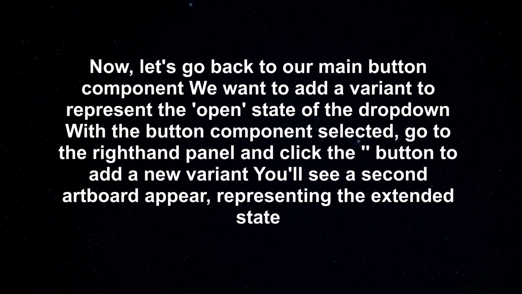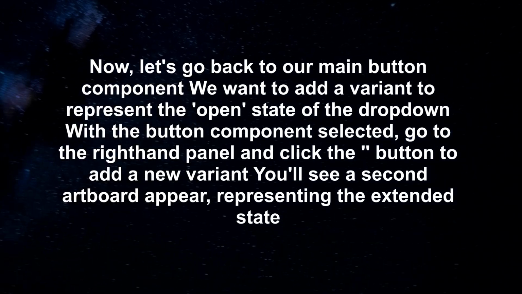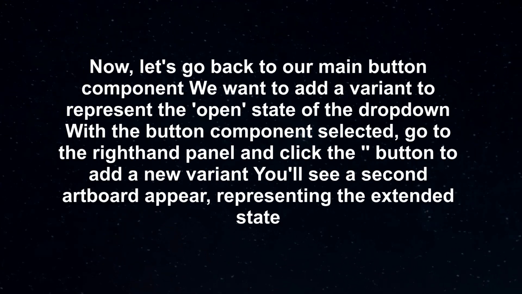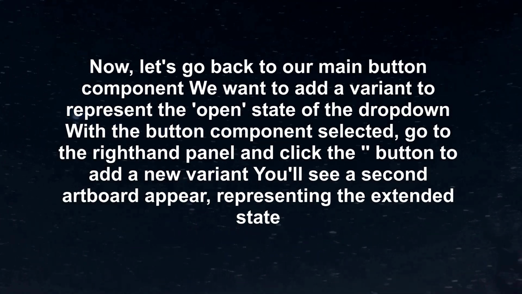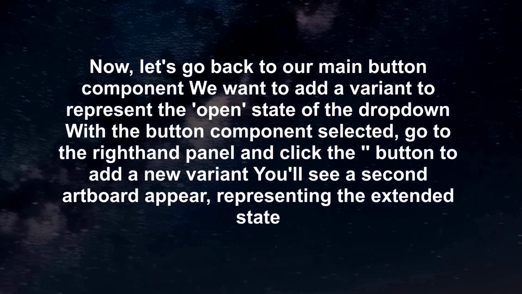Now, let's go back to our main button component. We want to add a variant to represent the open state of the drop-down. With the button component selected, go to the right-hand panel and click the button to add a new variant. You'll see a second artboard appear, representing the extended state.